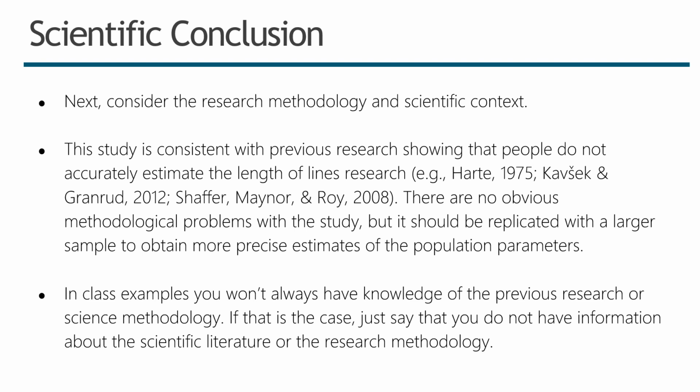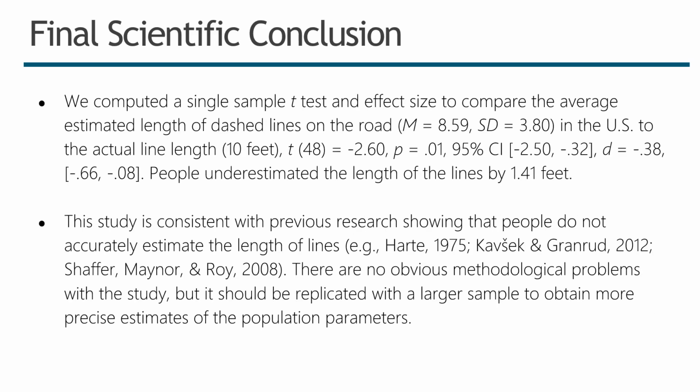Note that we don't always give you a lot of information about the scientific methodology or the previous research in class examples. If that's the case, just say that you don't have enough information about scientific research or research methodology. But including it as a placeholder in your summary is important, so once you take a research methods class or have more information about it, you remember to talk about your results in this broader context, not as a standalone concept. All right, so now we're going to pull everything together into a final scientific conclusion.